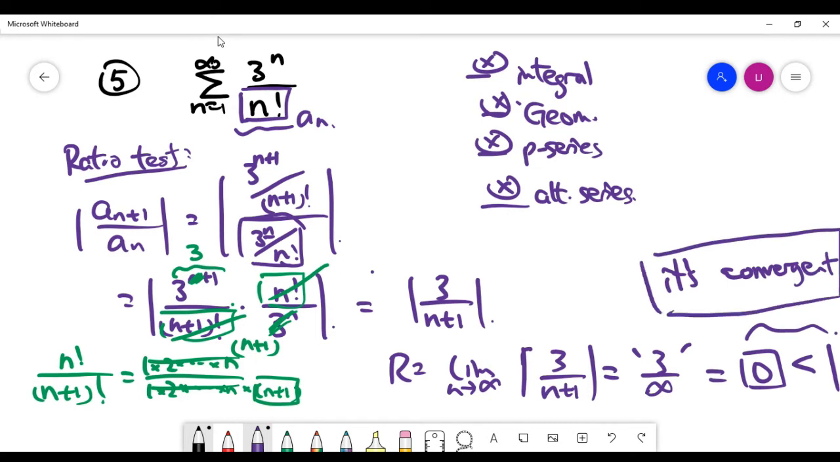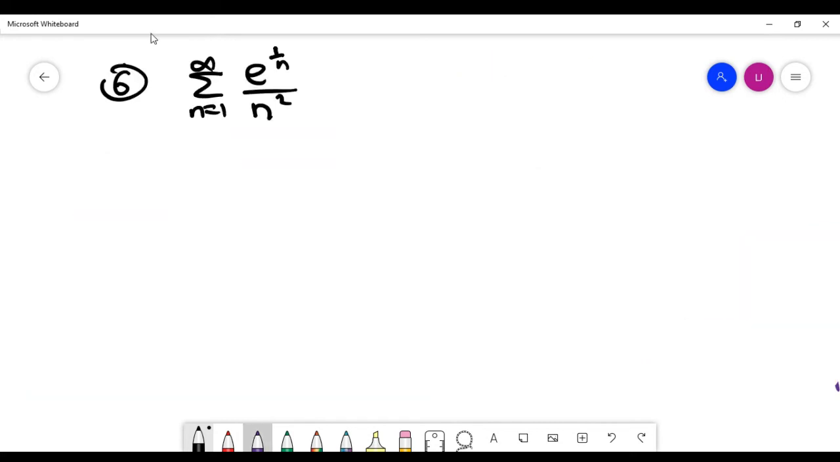And let's look at the last one. So please look at the current problem. I think we can actually use the integral test because we can observe that this integral can be done by the u substitution.